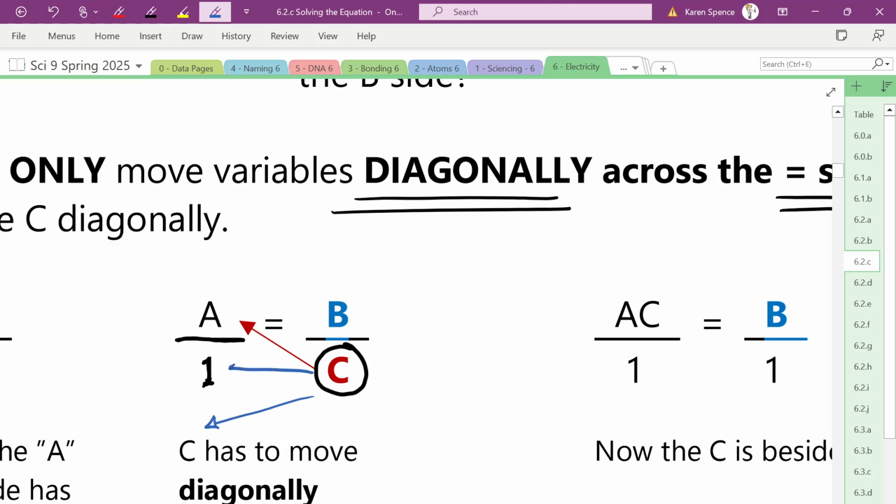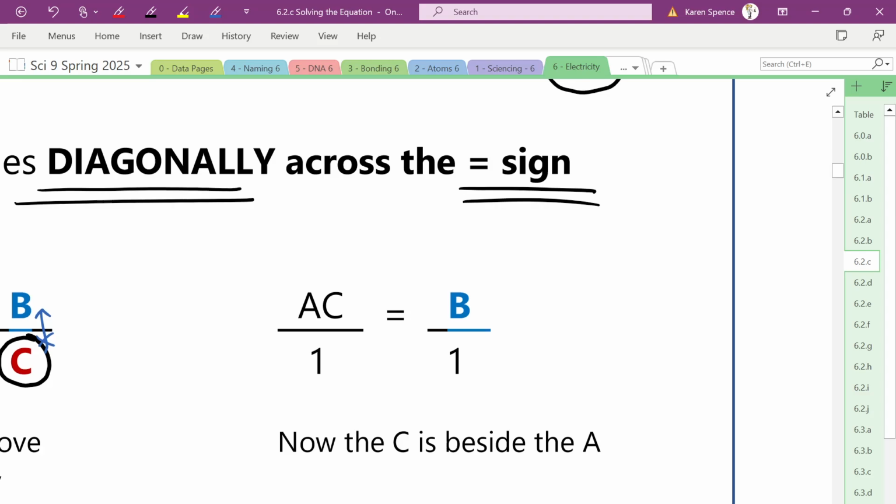You cannot move it across. You cannot move it up. The only way you can move it is diagonally. So it's going to move up beside the A. So we end up with A times C is equal to B. And now we have C beside the A. So now B is by itself.